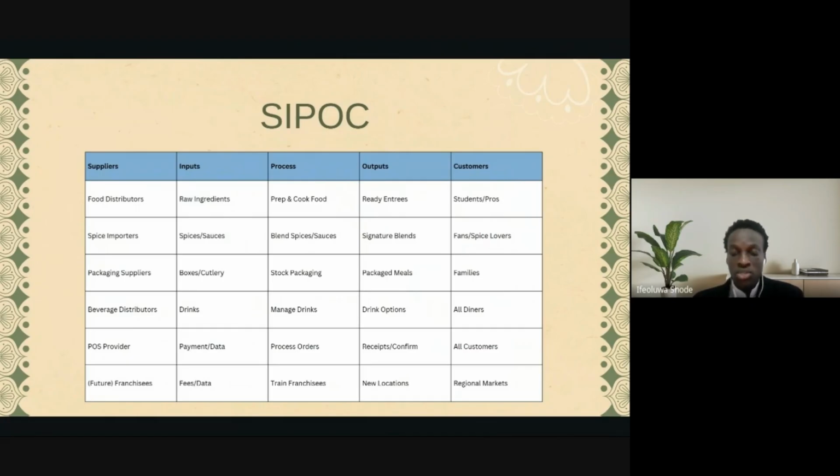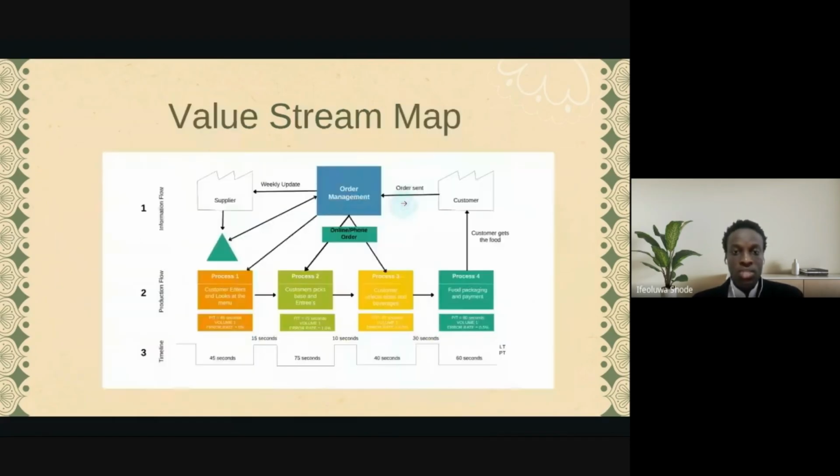And as Mohammed has talked about the customer segments, customers are ready to pick up this ready and delicious meal, customers like students or professionals. That's kind of how the cycle diagram will look. Now we'll be discussing the value stream map, which Mohammed will be discussing.